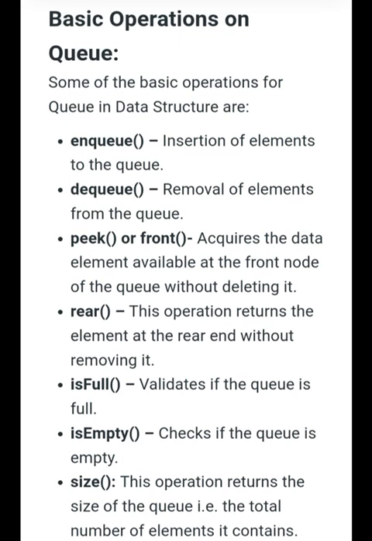Next, types of queue. There are five different types of queue that are used in different scenarios. They are input restricted queue, this is a simple queue. Output restricted queue, this is also a simple queue. Next, circular queue, double-ended queue, priority queue, ascending priority queue, descending priority queue.